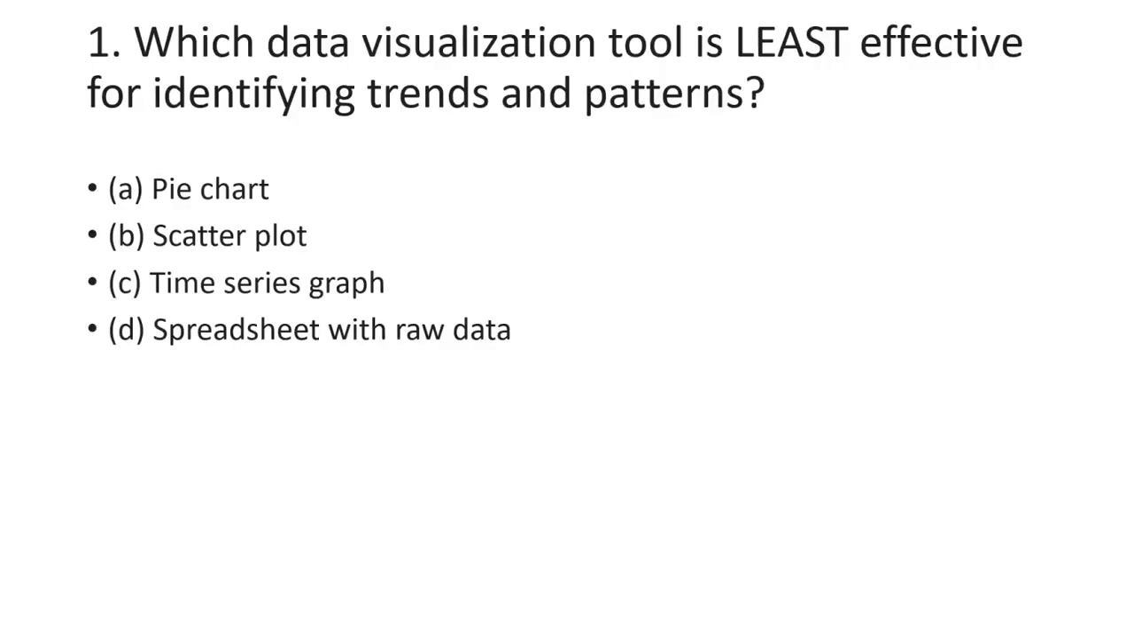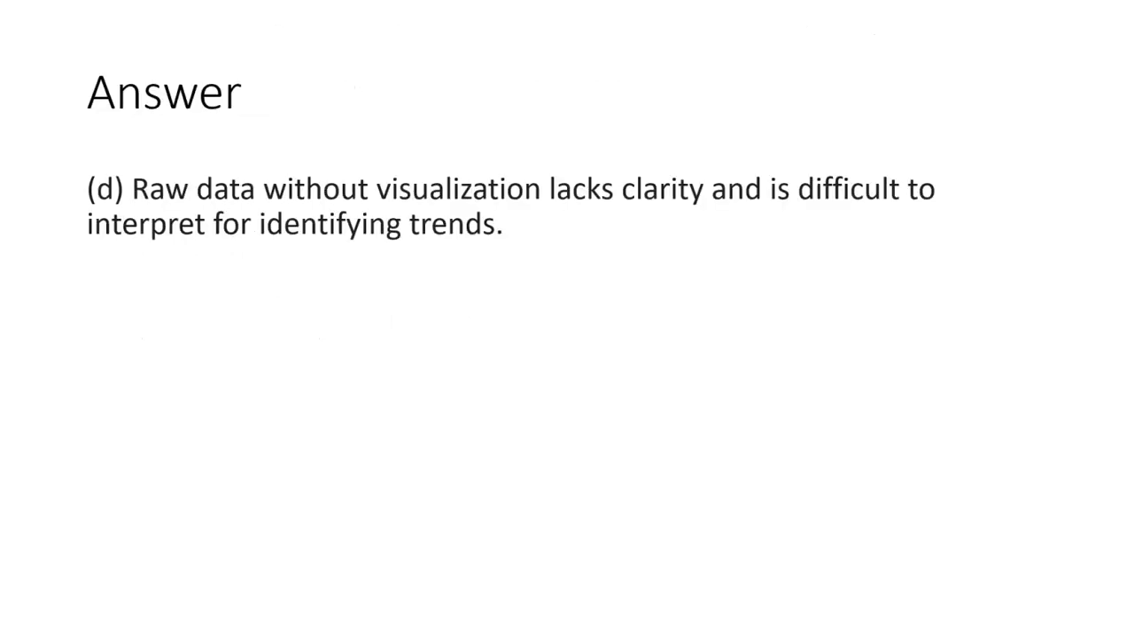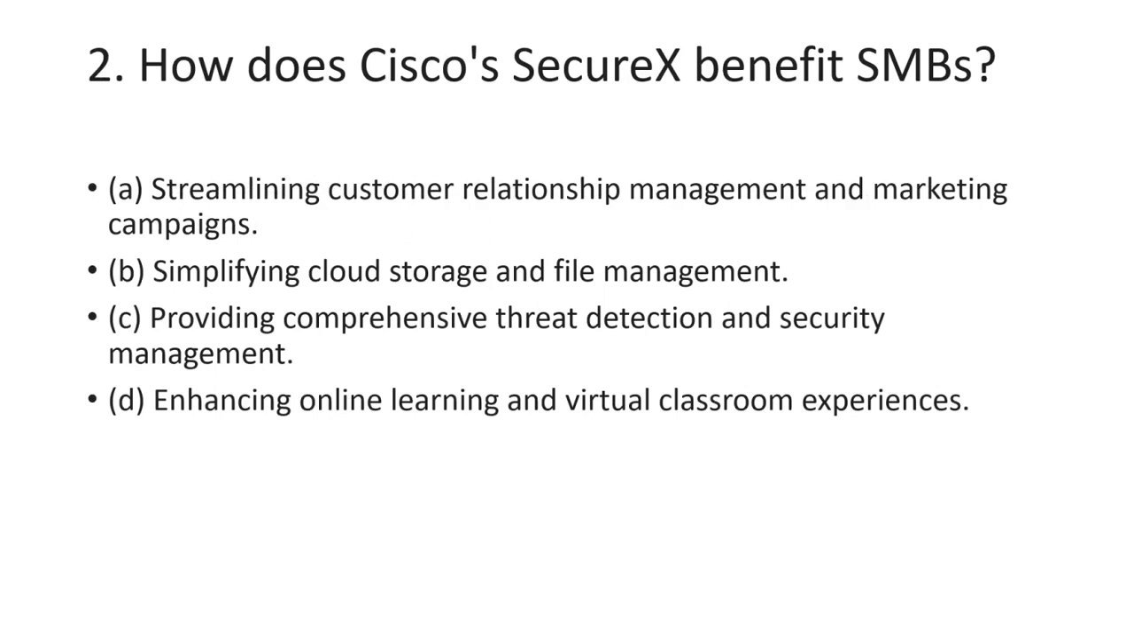The question could be like this one: which data visualization tool is least effective for identifying trends and patterns? The options are pie chart, scatter plot, time series graph, spreadsheet with raw data. I think the answer is D. Raw data without visualization lacks clarity and is difficult to interpret for identifying the trends.